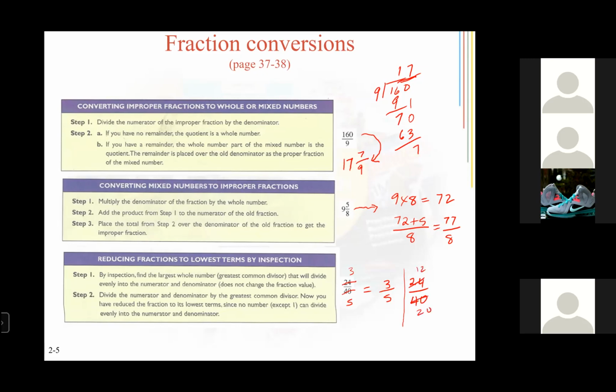Then you could use 2 again, 2 into that is 6, 2 into that is 10, and 2 again, 2 into that is 3, 2 into that is 5. So you end up with the same result. You just end up doing more working. So if you can find the highest common divisor, that reduces the amount of calculation you have to do. But if you can't, you could find lower ones and just keep dividing by common divisors until you can't reduce it any further. So 24 over 40 is equal to 3/5 in lowest terms.